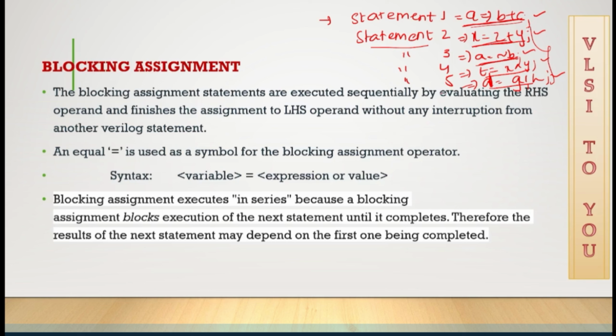So what is happening here? Until the execution of the first statement, all the remaining statements are blocked. That is why we call it blocking assignment. That means the assignment is blocking here. If you take some group of statements, until the execution of them in order, the remaining statements below that particular statement are getting interrupted, getting stopped in case of blocking assignment.